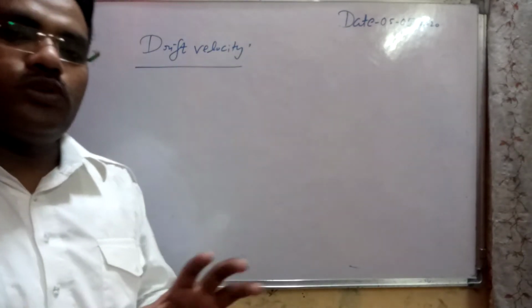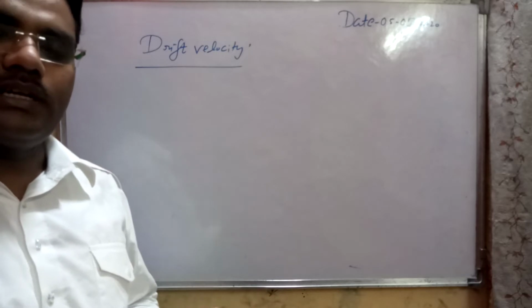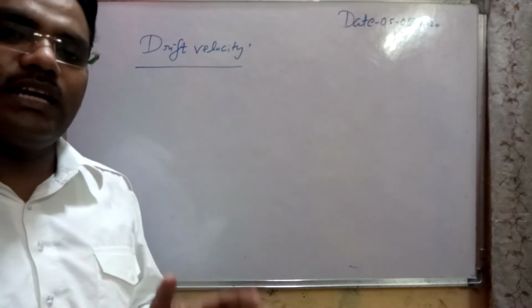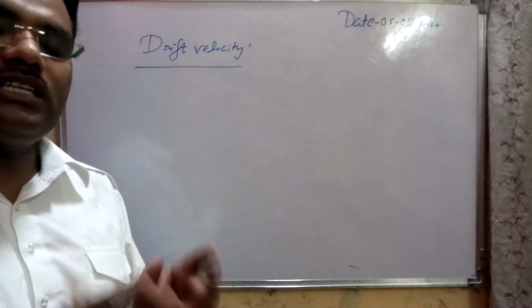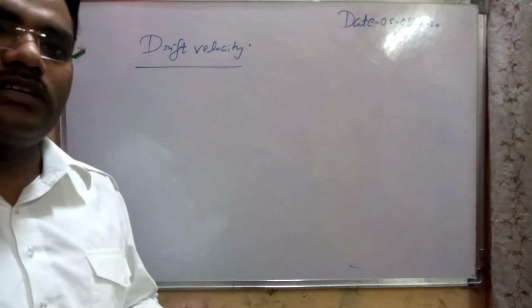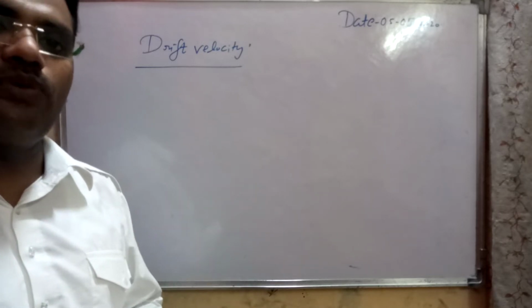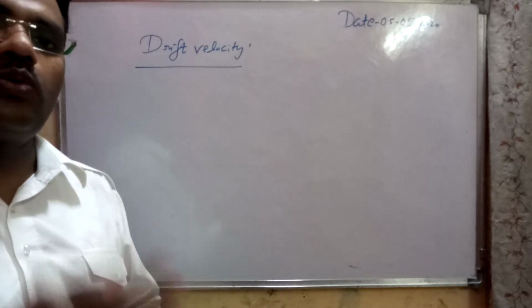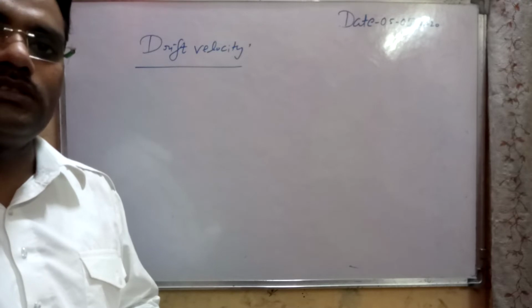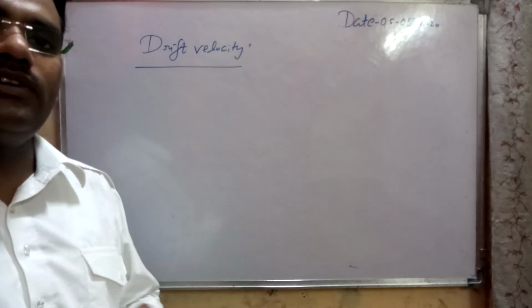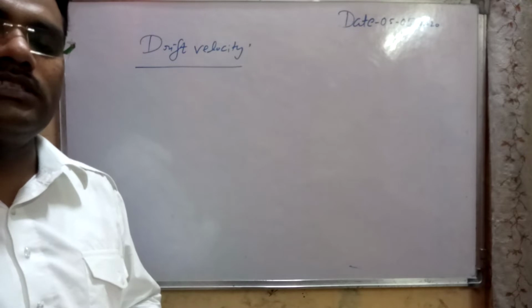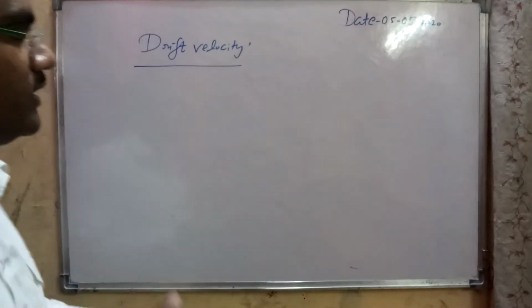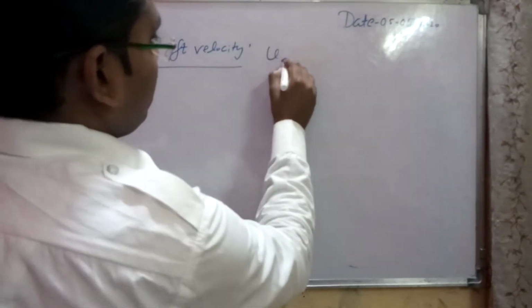When an electric potential is applied across a conductor, an electric field is produced. When the electric field is produced, each electron of the conductor, that means each free electron, experiences a force. Due to this force, all electrons acquire a final velocity. The average of the final velocities of free electrons after applying the electric field is called drift velocity. It is denoted by Vd.